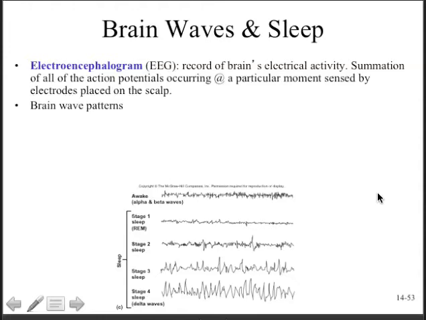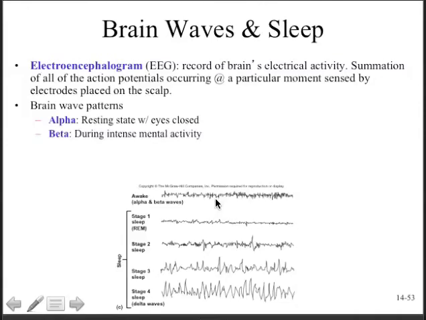There are different brainwave patterns that are often indicative of different states of consciousness or activity. Alpha waves are found in a resting state with the eyes closed. So you can see alpha waves sort of here. These are alphas and betas. Beta waves are seen during intense mental activity.